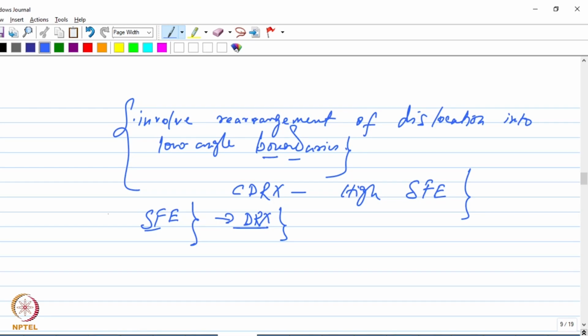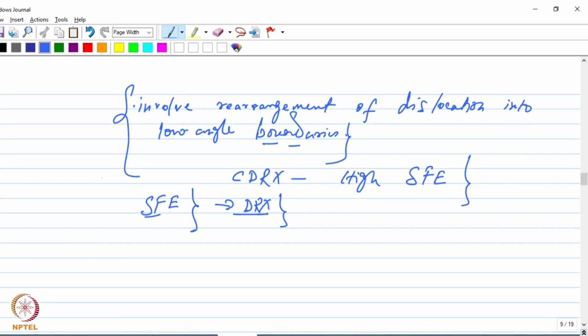whether it will be through a discontinuous kind of process involving nucleation and growth, or it will be a continuous kind of process involving progressive increase in the misorientation across the boundaries formed by dislocation rearrangement. Okay.